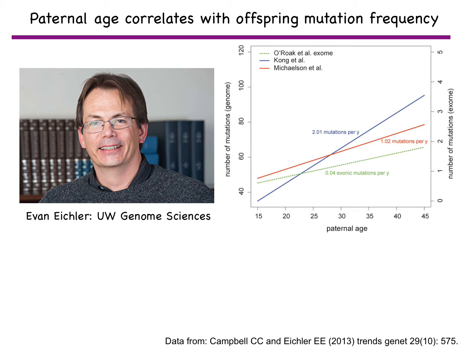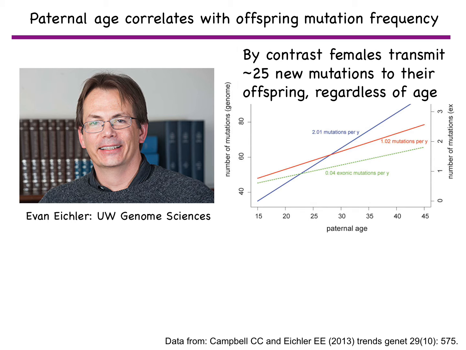It turns out this is a specific feature of paternal age, because females transmit about 25 new mutations to their offspring regardless of their age. So this is a male-specific phenomenon. It doesn't matter whether the mother is young or old, she'll pass on about the same number of mutations, but males pass on more as they age. I'll talk a little bit about why that is in just a second.